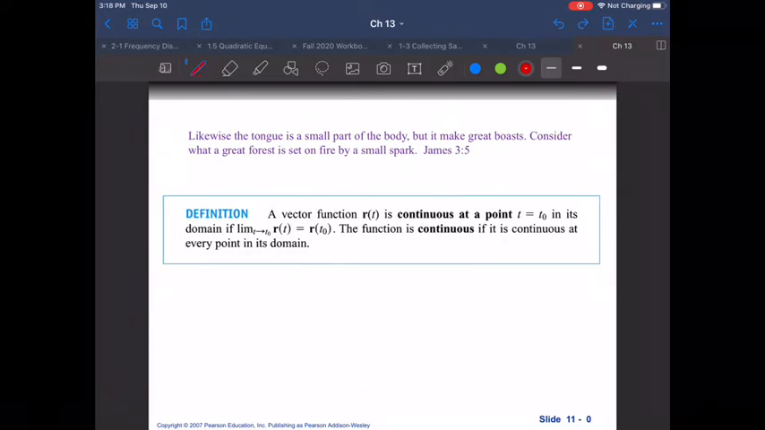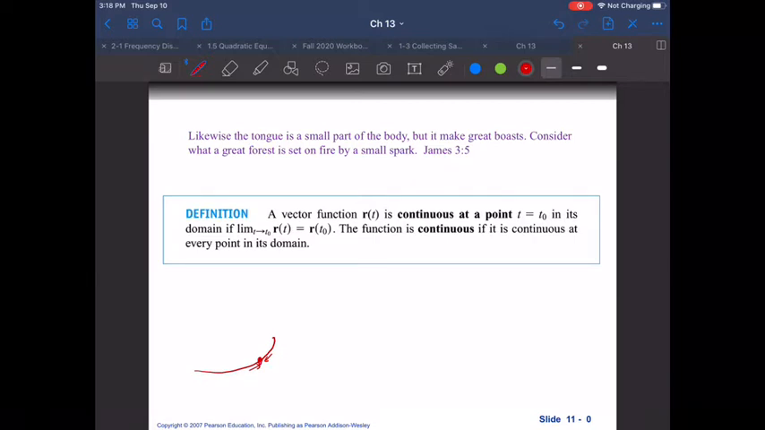Here we have a definition for a continuous vector function, or continuous at a point. So a vector function r of t is continuous at a point t equals t naught in its domain if that limit equals r of t naught. So if the limit as t goes to t naught of the vector function equals the actual value at that point, then it's continuous. So in other words, there's not some break. We have some spiral going along, and this is where t naught is, and the limit as you push in from there is the same as the actual value at that point.